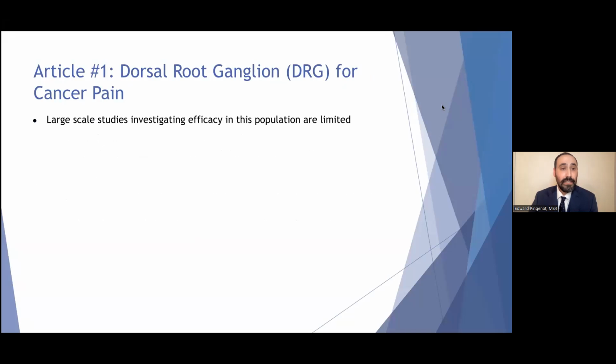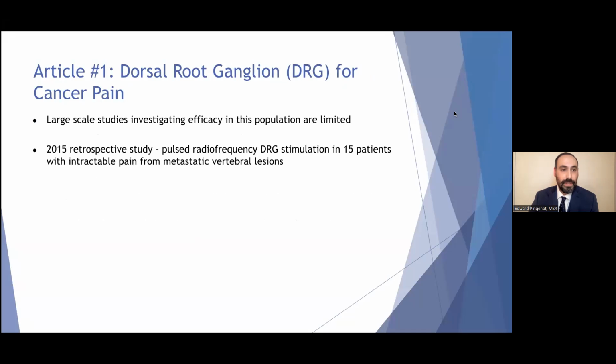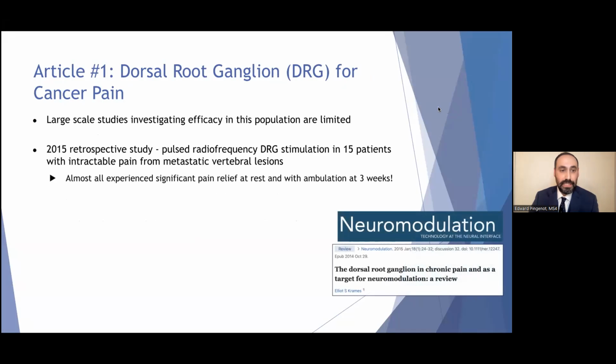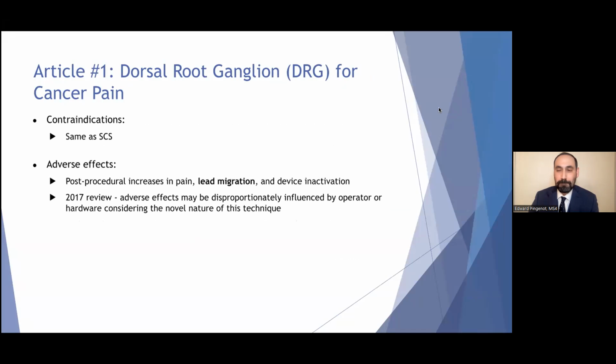So, dorsal root ganglion stimulation: the large-scale studies investigating efficacy in this population are limited, but there was a 2015 retrospective study looking at pulsed radiofrequency DRG stimulation in 15 patients with intractable pain from metastatic vertebral lesions. And almost all experienced significant pain relief at rest and with ambulation at 3 weeks. So that's great. Now, contraindications are similar to SCS, and the adverse effects are as well, again emphasizing lead migration as a potential adverse effect or complication.